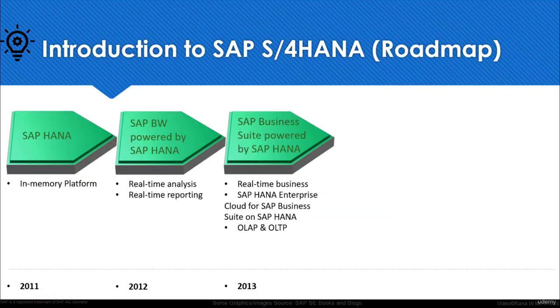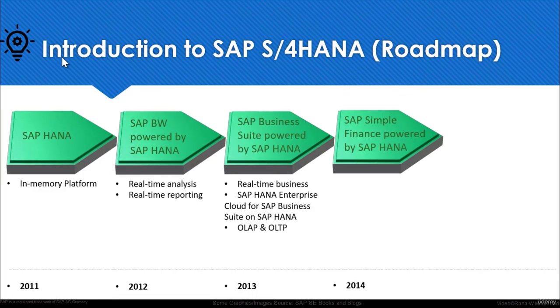So that was the explanation for OLAP and OLTP, which are necessary for you if you want to work on SAP S4HANA. So I will continue with the roadmap on Introduction to SAP S4HANA. In 2014, SAP Simple Finance powered by SAP HANA was introduced for instant financial insight, no aggregates, and a single source of data. That is compatibility views for reporting.